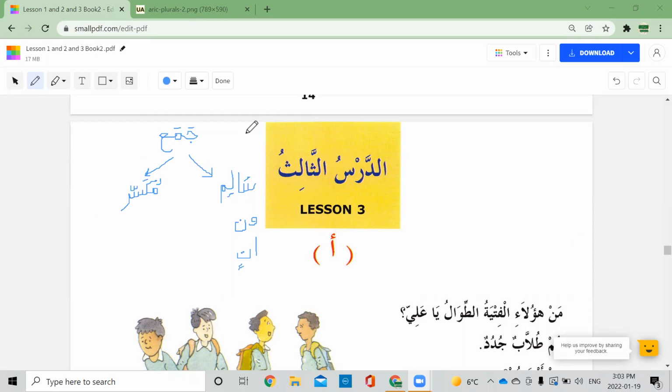A'udhu billahi minash shaitanir rajeem. Bismillahir rahmanir rahim. Today we're going to be starting with lesson 3, inshallah. In this lesson, we will learn about plurals. So plurals in Arabic are called jama, okay?